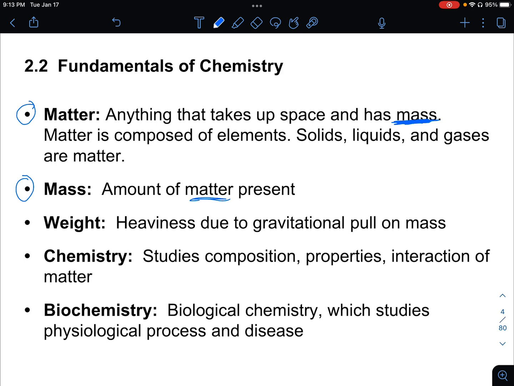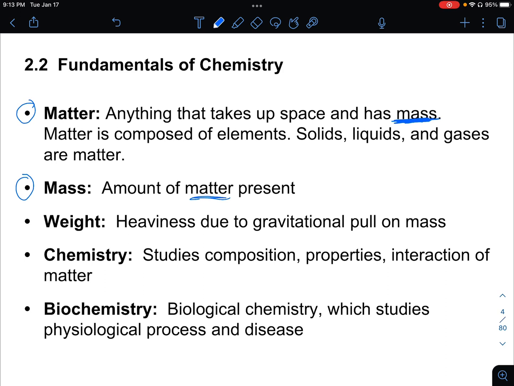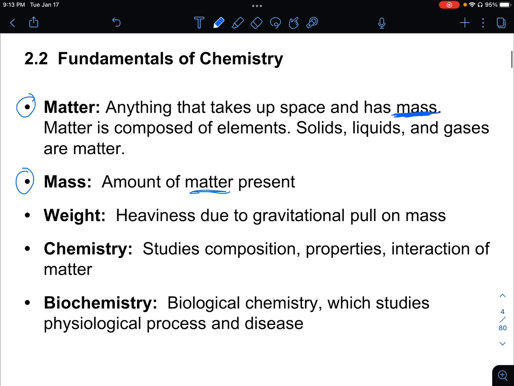We know that matter is composed of elements, and solids, liquids, and gases are matter, so all of the base states of existence. Mass is the amount of that matter present. So if we have a little bit of mass, we have a little bit of matter. If we have a lot of mass, we have a lot of matter. But make sure that we have those definitions. They overlap just a little bit.